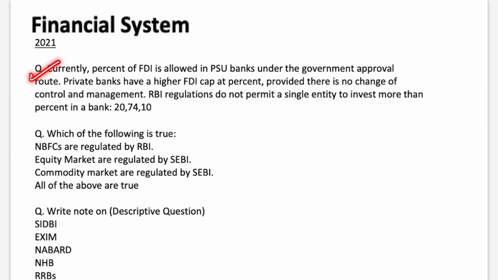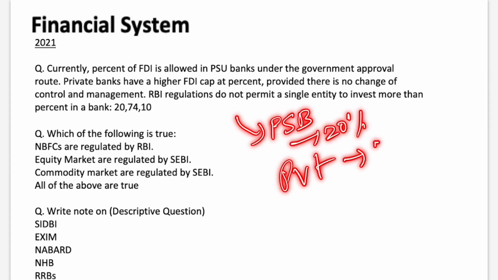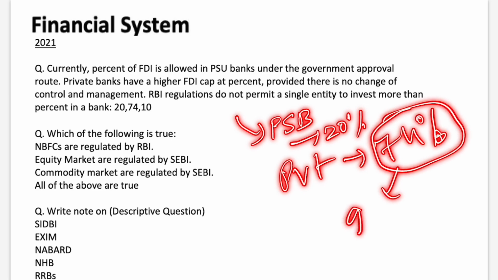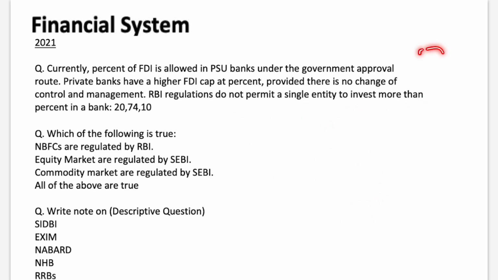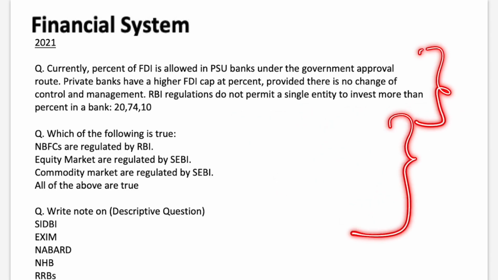Then there was this question: how much FDI is allowed in the PSU banks under government approval? I think we all know, for the PSBs it is 20%, and for private sector banks it's 74%, if and only after the government approval. So yeah, this is something you will be studying in your statics labors, everything.